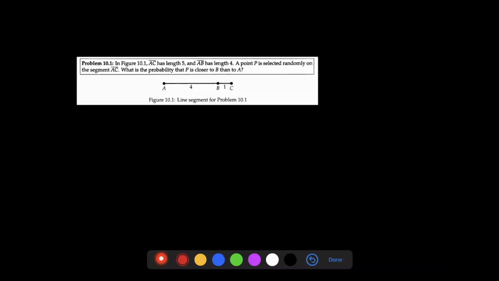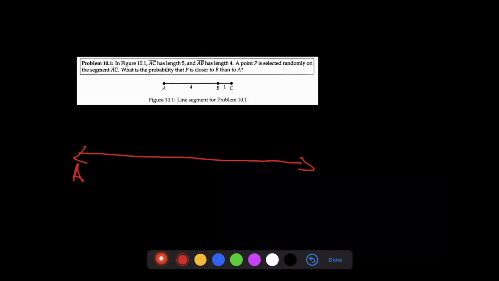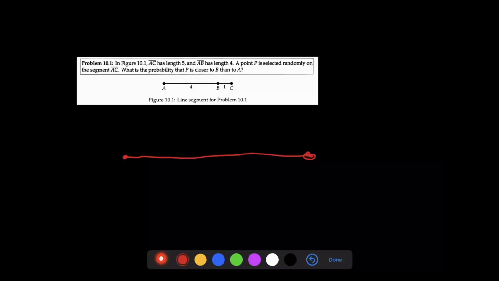Well, on this line, the things that are closer to B than they are to A is, let's quickly just draw that. Actually, it's a line segment. Okay? And you got B somewhere here. The things that are closer to A than they are to B is anything in this range. And anything that's closer to B is in this range.